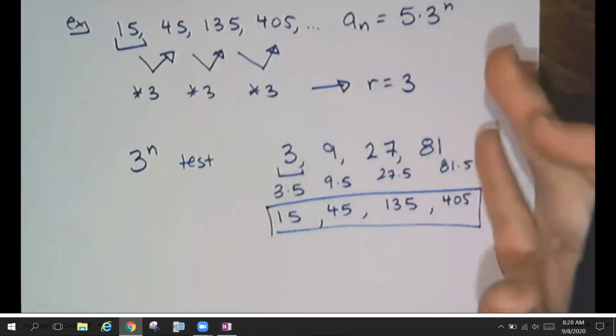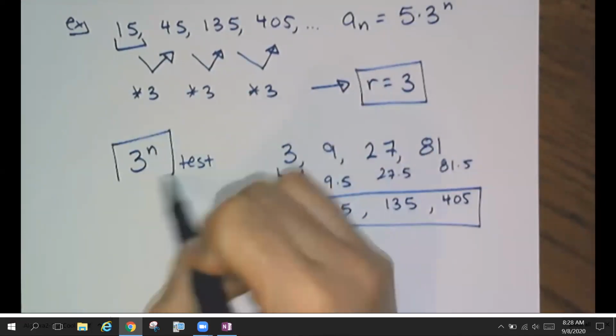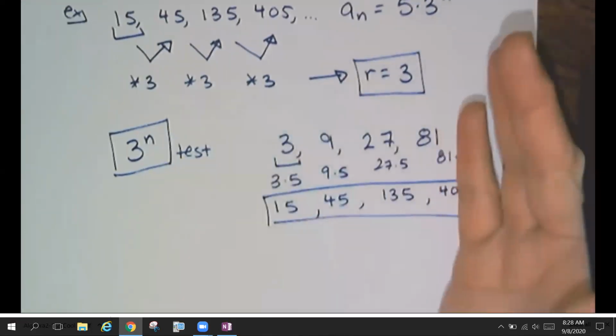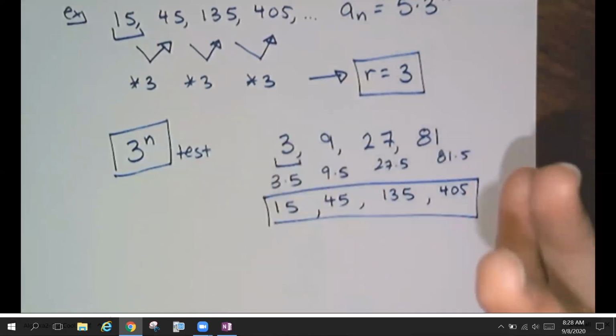So the technique is very simple. You're going to take the common ratio, raise it to the nth power, see what it gives you, figure out what's wrong, and fix it. So what was wrong in this case was that it was 5 times too small, so I just had to multiply by 5.